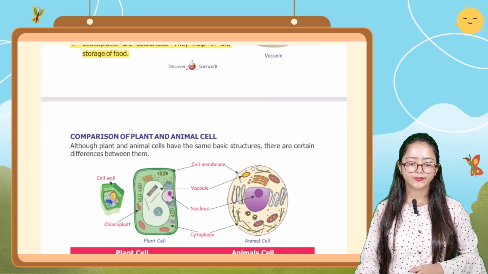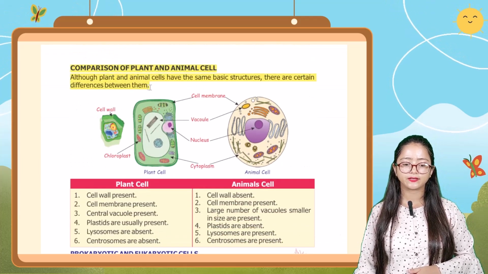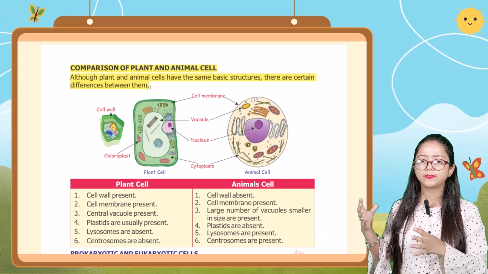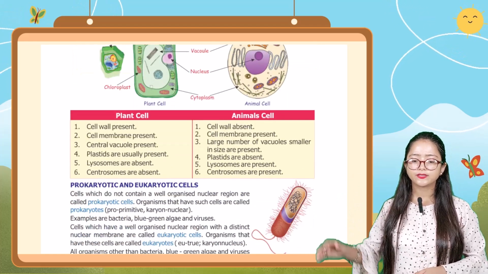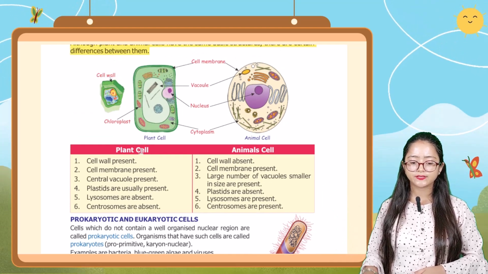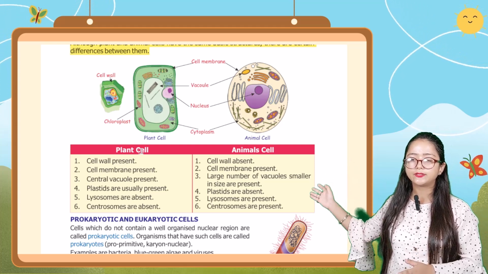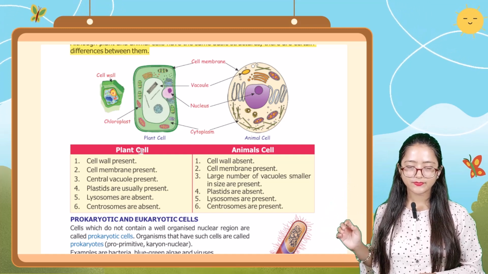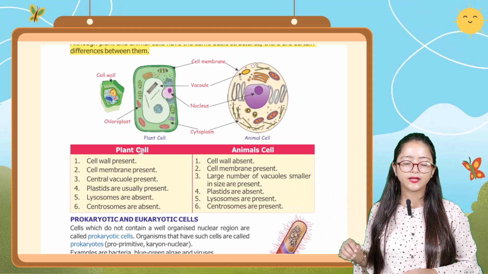Now the next thing is comparison of plant and animal cell. Although plant and animal cells have the same basic structure, there are certain differences between them. Here you can see the image of plant cell and animal cell. So the first difference is that in the plant cell, cell wall is present, whereas in the animal cell, cell wall is absent.